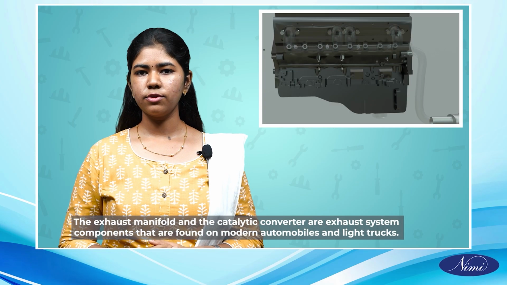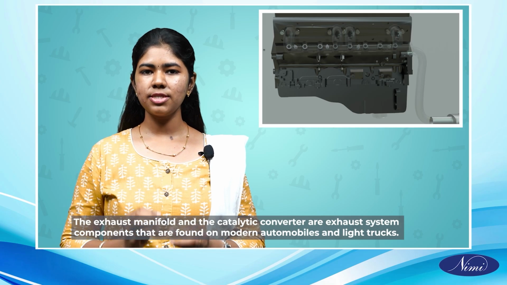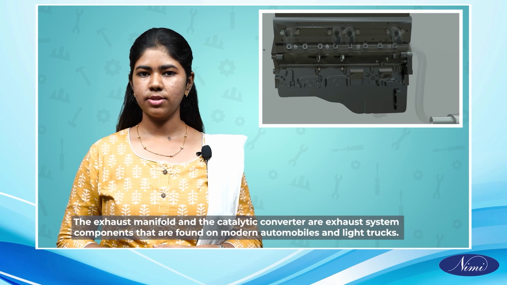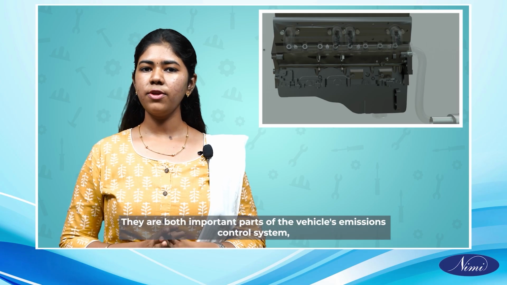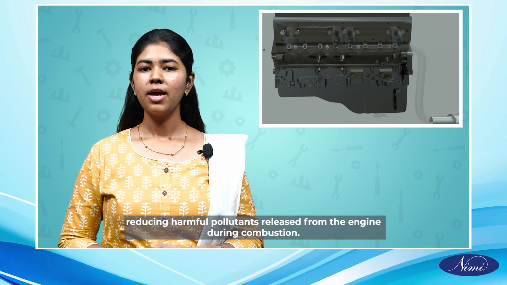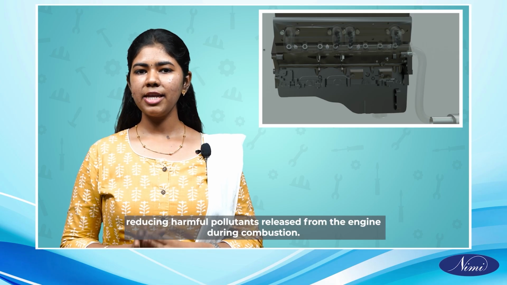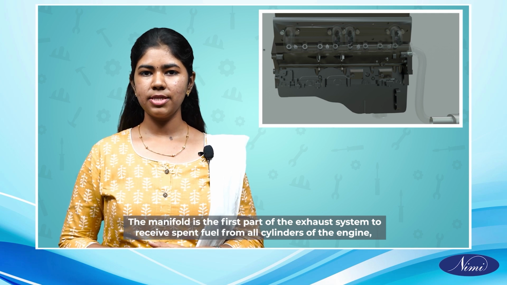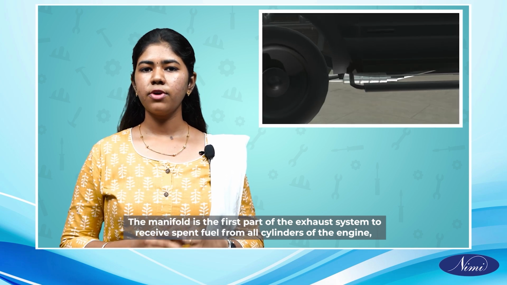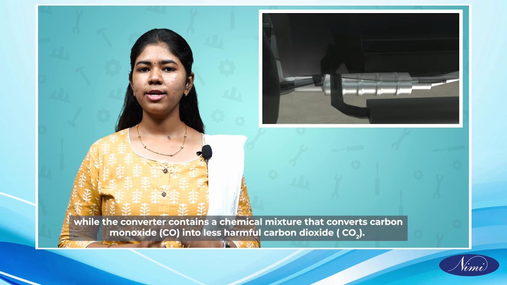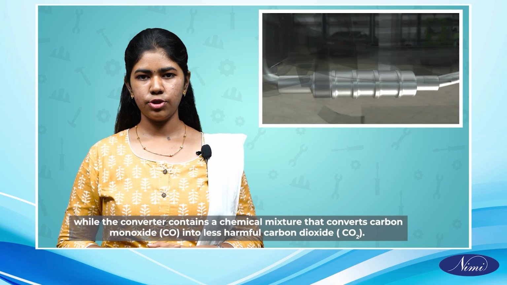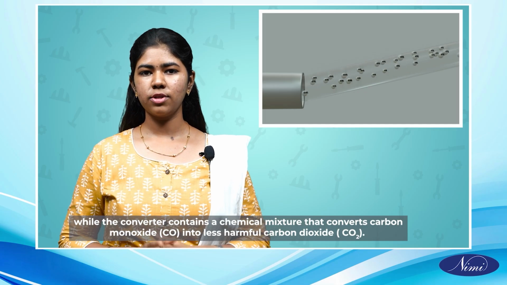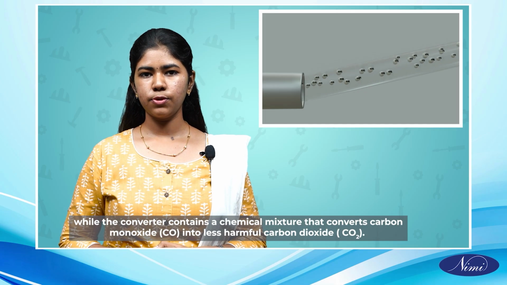The exhaust manifold and the catalytic converter are exhaust system components that are found on modern automobiles and light trucks. They are both important parts of the vehicle's emissions control system, reducing harmful pollutants released from the engine during combustion. The manifold is the first part of the exhaust system to receive spent fuel from all cylinders of the engine, while the converter contains a chemical mixture that converts carbon monoxide (CO) into less harmful carbon dioxide (CO2).